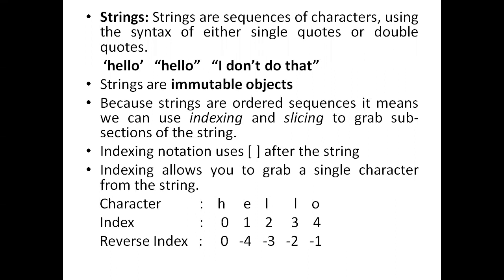So what is meant by an immutable object? The object which is not possible to modify. So these string objects are not possible to modify. Means you can't add anything extra and you can't remove anything from that object.